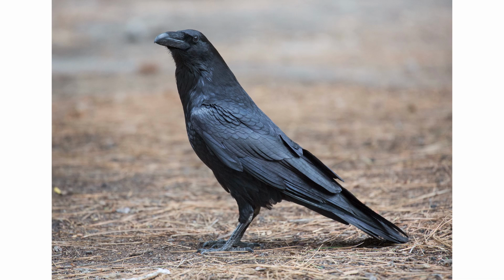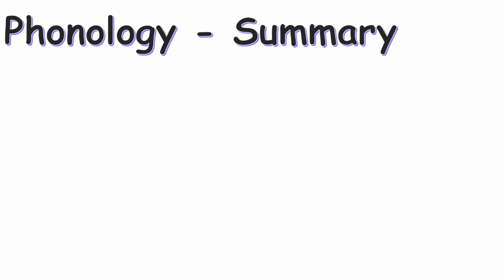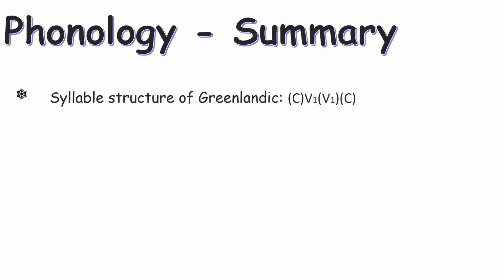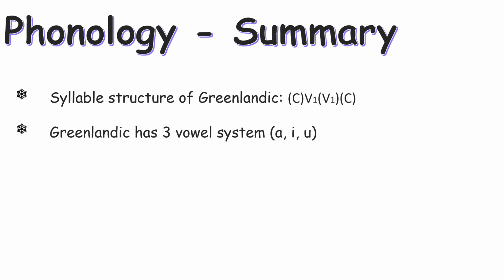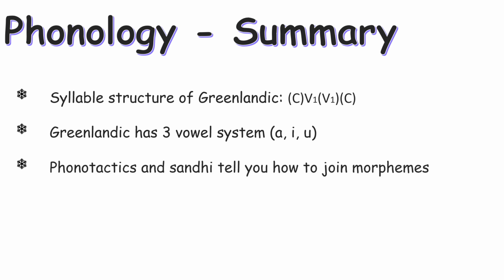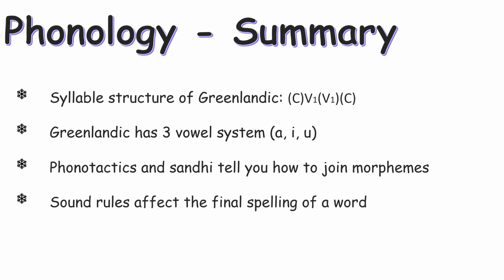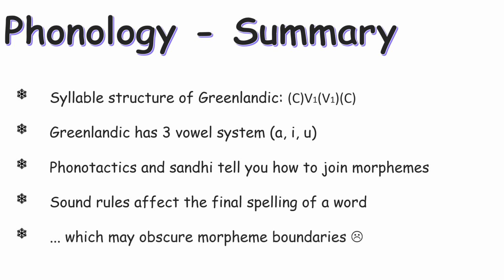Yep, that's a crazy bird making crazy sounds. Time to wrap up this video about the phonology of Greenlandic. Greenlandic has a relatively simple syllable structure that looks as follows. It has a 3-vowel system consisting of E, I and U. When joining morphemes together, you need to consider the syllable structure, or phonotactics, as well as more specific rules for joining morphemes, or Sandhi. The next step is then to apply the sound rules to obtain the final form of a word. All of these sound changes may obscure morpheme boundaries, which can make it really difficult to identify individual morphemes within a word.